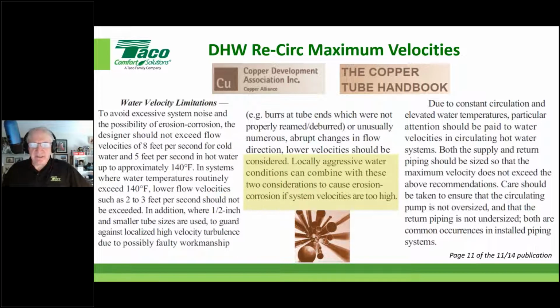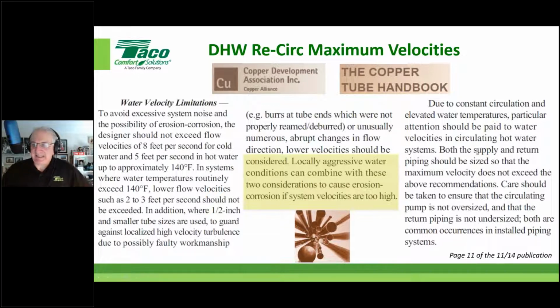Additionally, it says locally aggressive water conditions can combine with these two considerations to cause erosion corrosion if system velocities are too high. So they're outlining in the handbook that aggressive water, chlorinated water, etc., can combine with other considerations to cause erosion and corrosion from the inside.